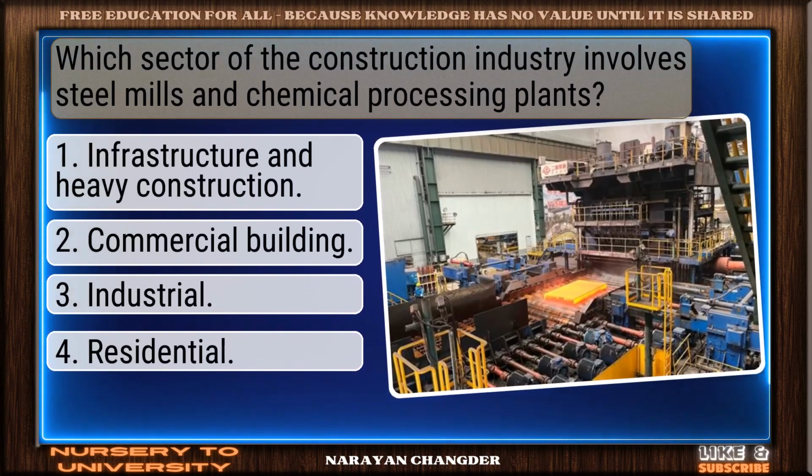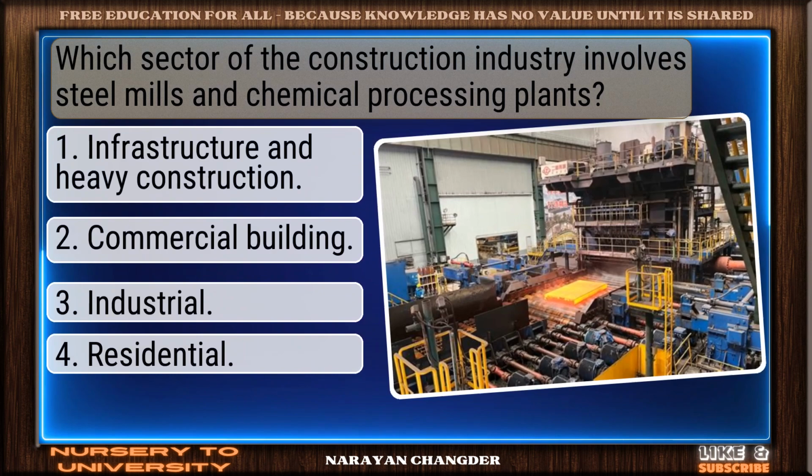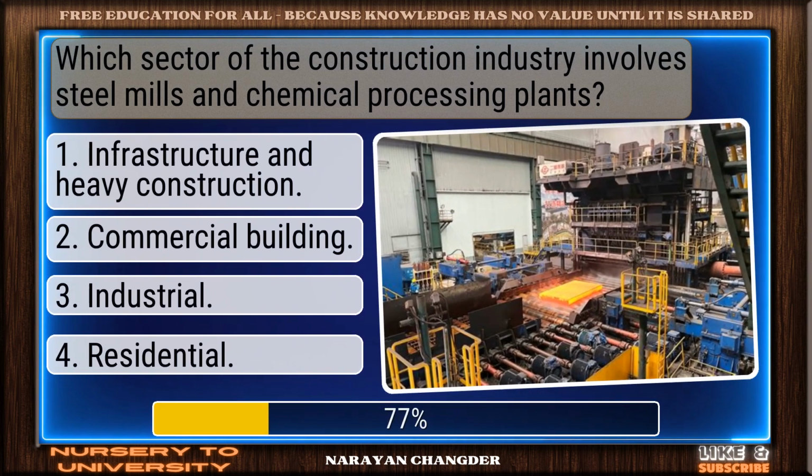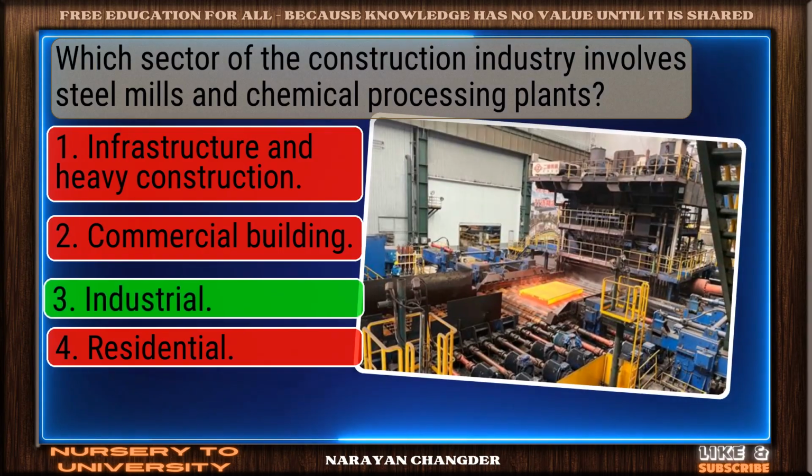Which sector of the construction industry involves steel mills and chemical processing plants? On track. Industrial is the correct answer.